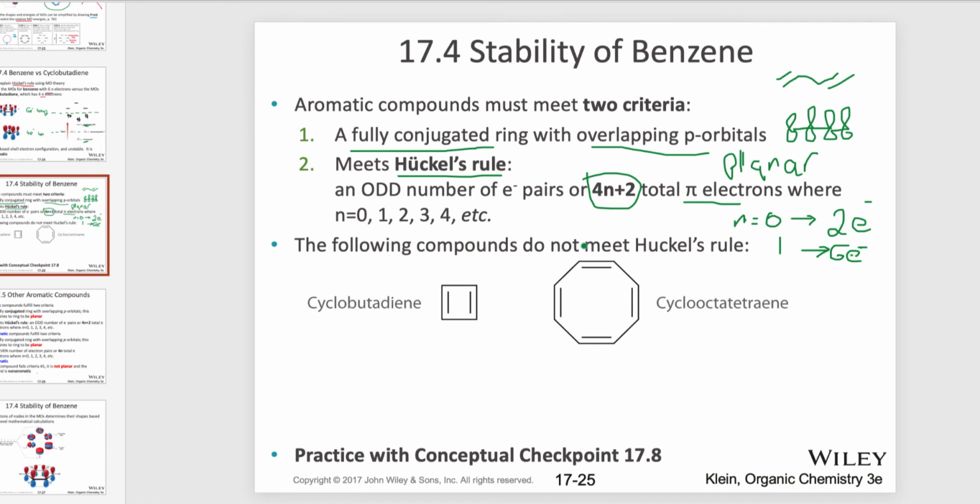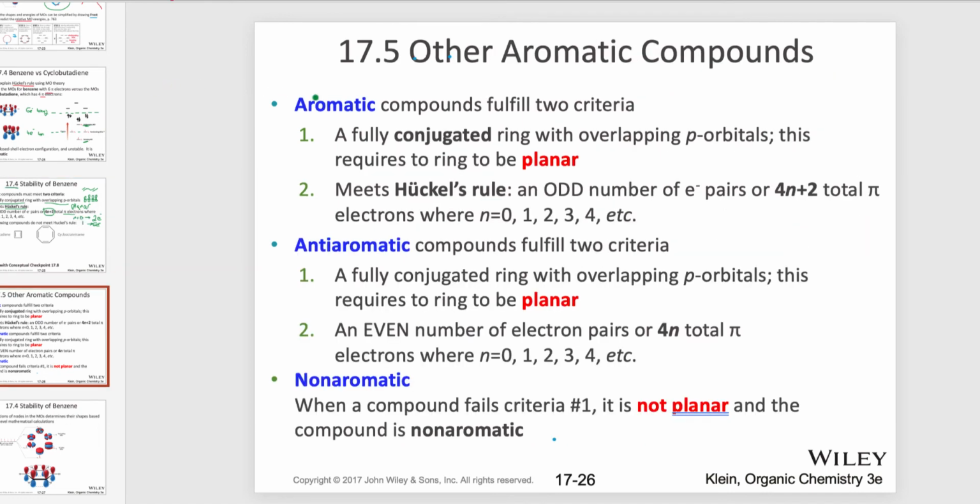Now, the following two compounds do not meet Huckel's rule because these are 4n. We have 4 and 8 electrons, and you can practice this with the conceptual checkpoint. All right, there's more information in this section, 17.4. I decided on the next slide to jump ahead a little bit and put it in context. So here's just one slide from 17.5, because we're going to have a broader definition as to what it takes for a compound to be aromatic. In fact, not just aromatic. So we have aromatic here. We're going to differentiate to anti-aromatic and non-aromatic.